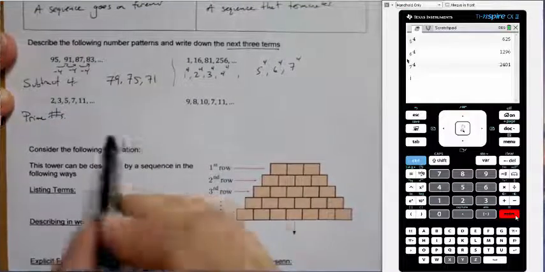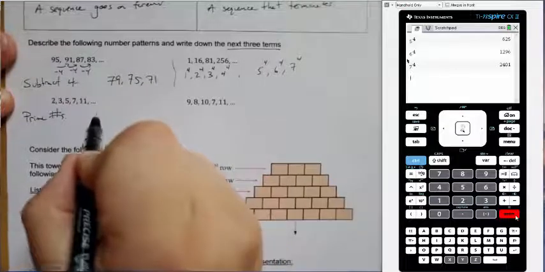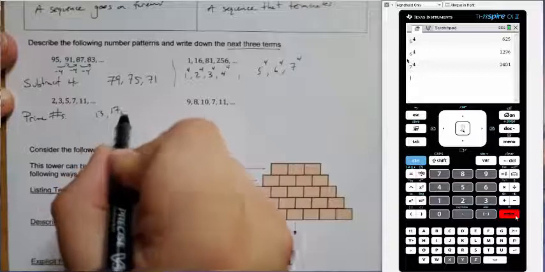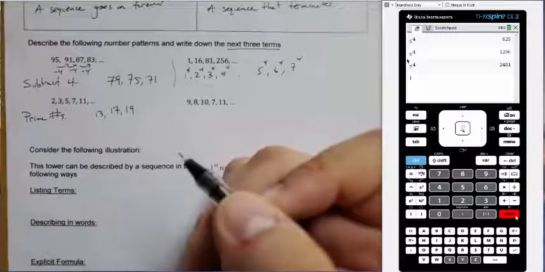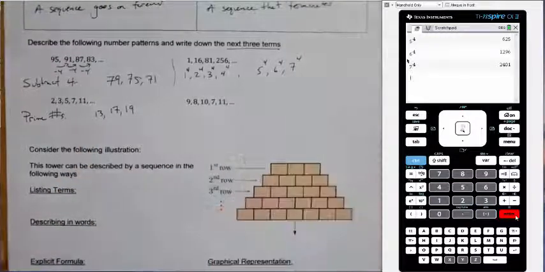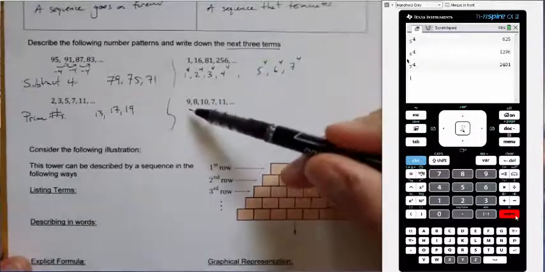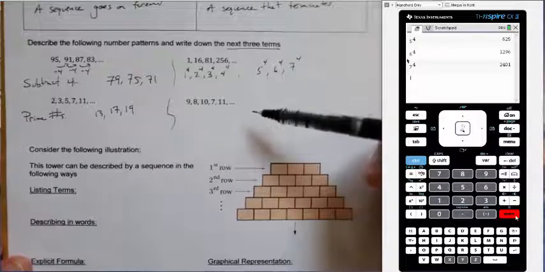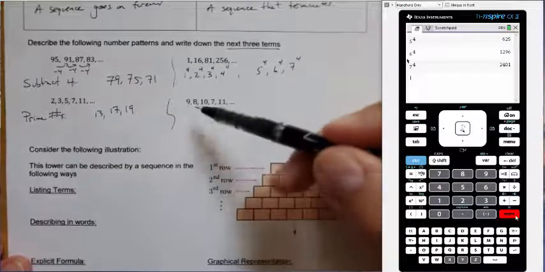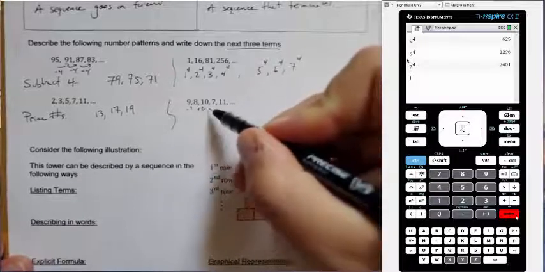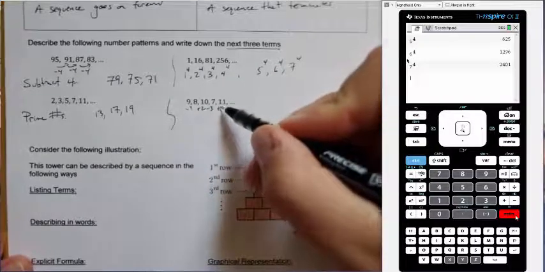And the next three prime numbers after 11 are 13, then 17, then 19. Lastly, this fourth sequence has a pretty regular pattern. It starts at 9, then goes down 1 to 8, and then up 2 to 10, then down 3 to 7, then up 4 to 11.